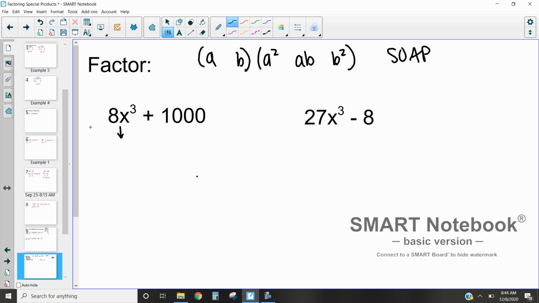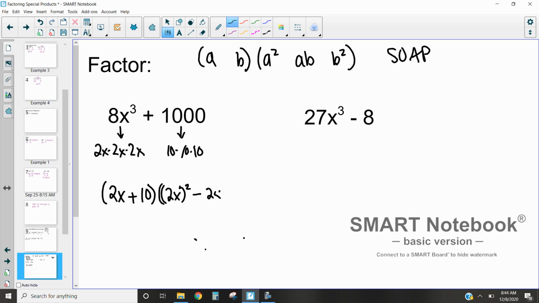8x cubed is actually going to be 2x times 2x times 2x. 1,000 breaks down into 10 times 10 times 10. So as we break down these factors here, we can then put it into our pattern, and we end up getting 2x, same sign, plus 10, times 2x squared, opposite sign, 2x times 10, always positive, 10 squared.